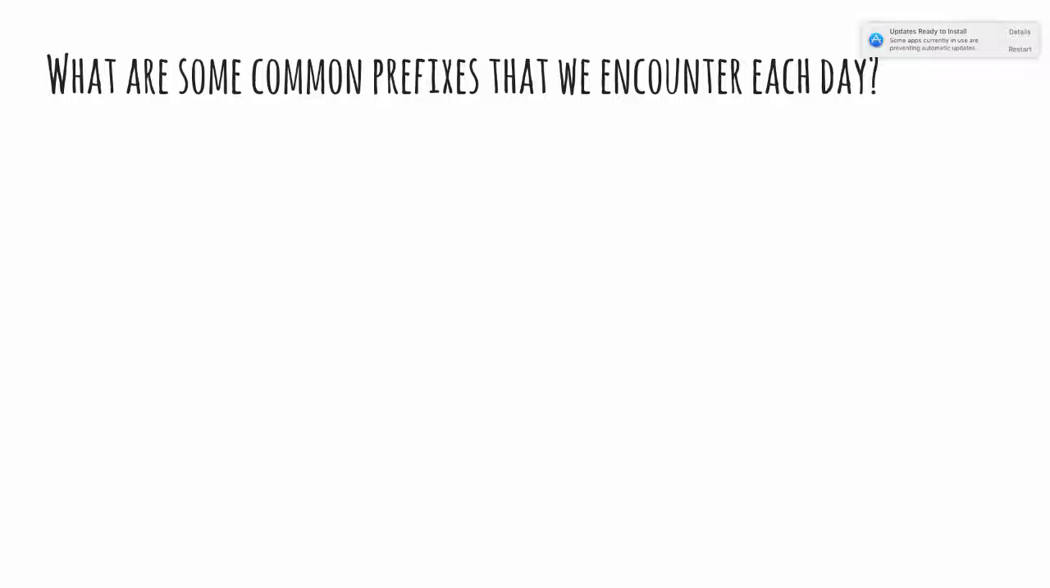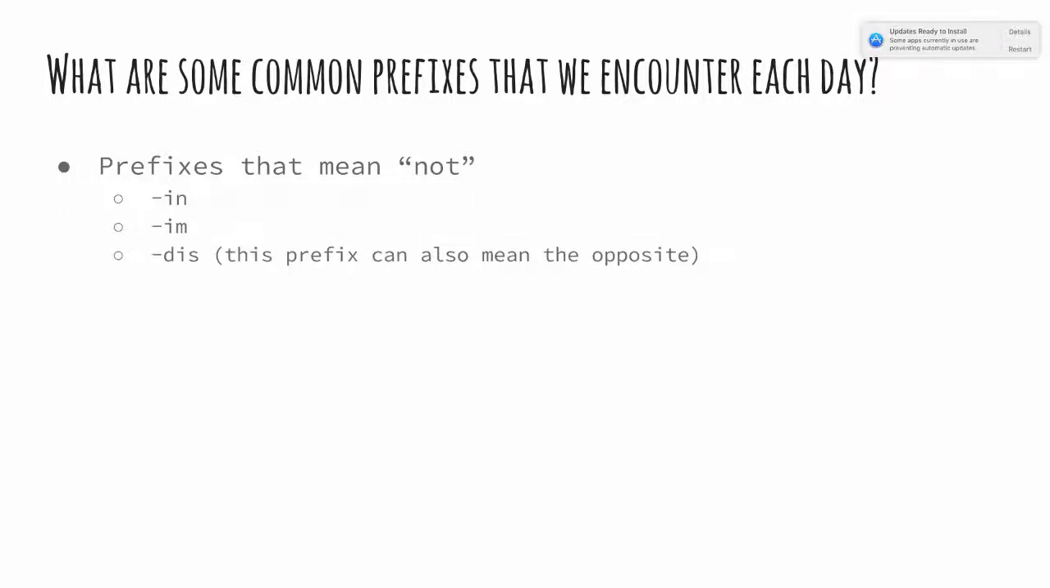Okay. So, what are some common prefixes that we encounter each day? We're going to focus on a couple different prefixes, but they all have the same meaning. If you see all of these prefixes added at the beginning of the word, they all mean not. So, here are some prefixes that mean not. In, im. So the letters I-M at the front of the word, if you see that, it usually means not something. Dis. This prefix can also mean the opposite of something. Miss, un, and I think that is all of them.